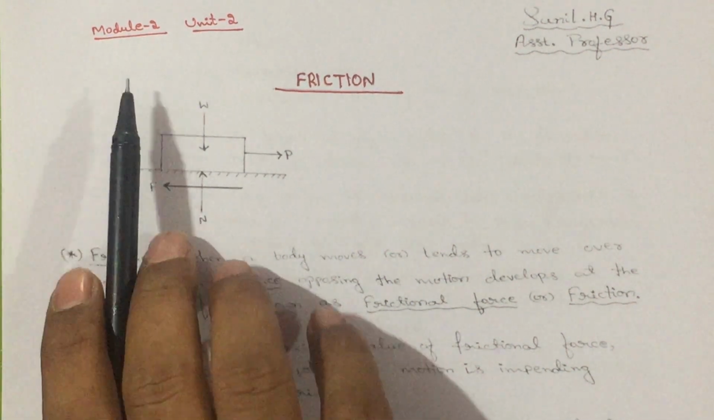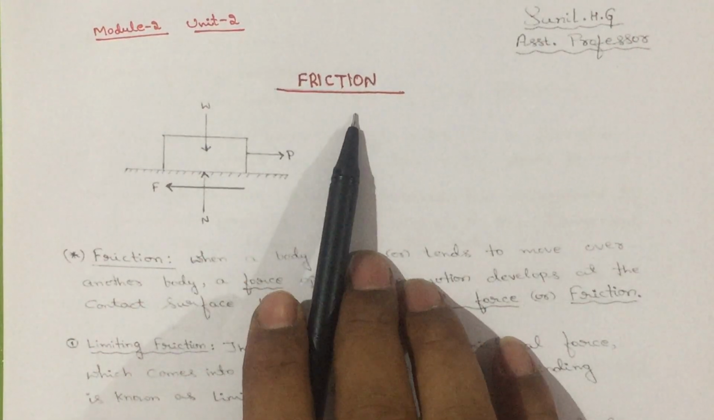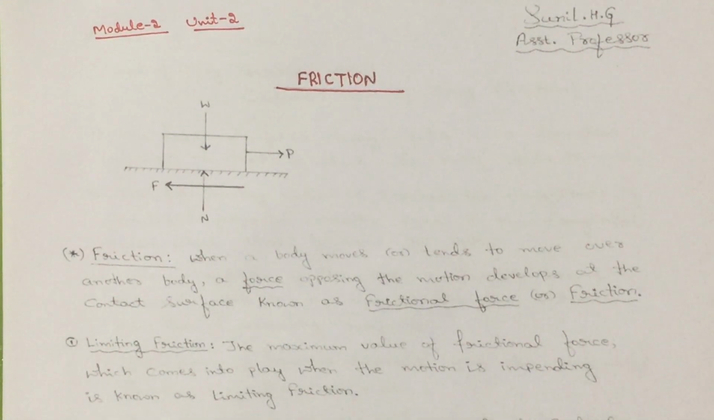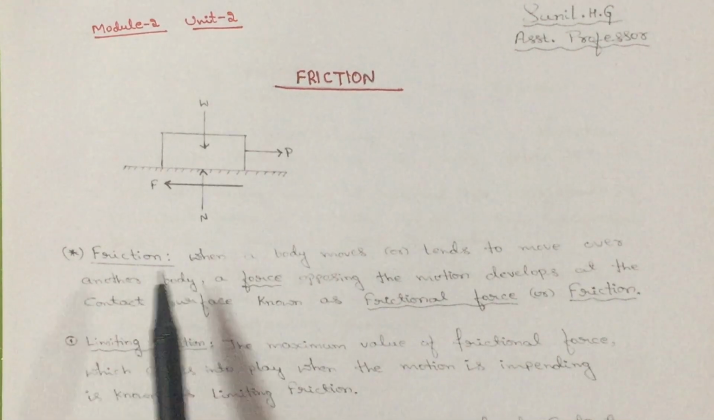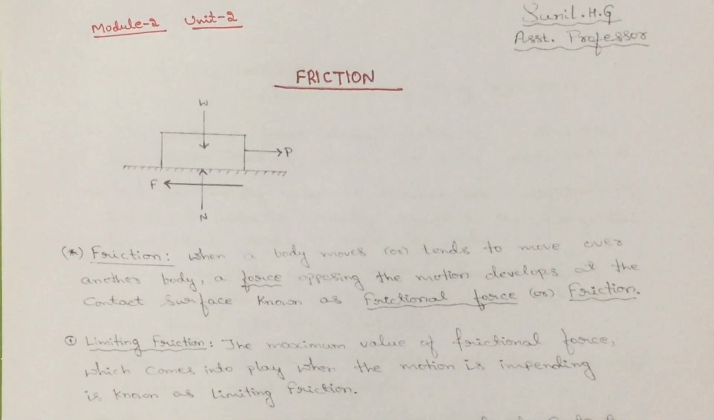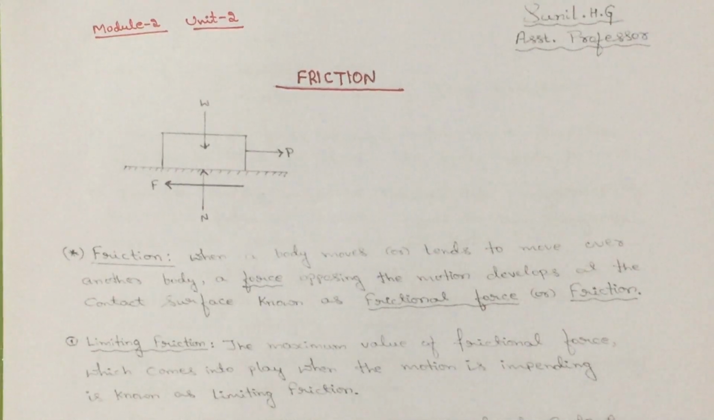This is module 2 and unit 2, friction. Before going to the numerical aspects, we should learn some of the basic concepts of friction. Now, what do you mean by friction? We can say friction is simply a resistance force developed at the contact surface of two bodies. Before going into the standard definition, let us learn that one.